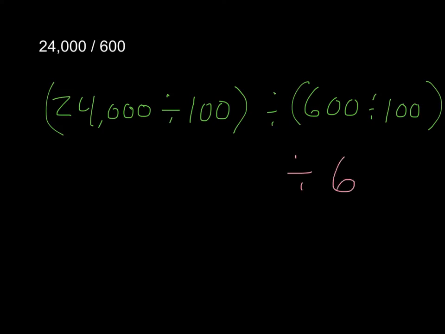If I take 24,000 divided by 100, I have 240. I already know off the top of my head that 24 divided by 6 is 4, so 240 divided by 6 is going to be 40. Again, I haven't used the traditional algorithm. I've done a different approach. Okay, let's look at one last problem.